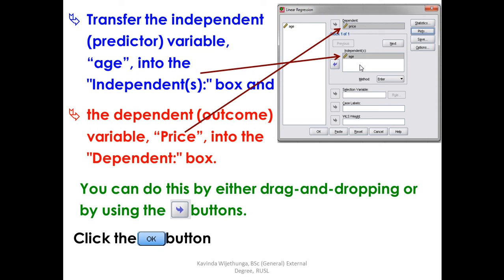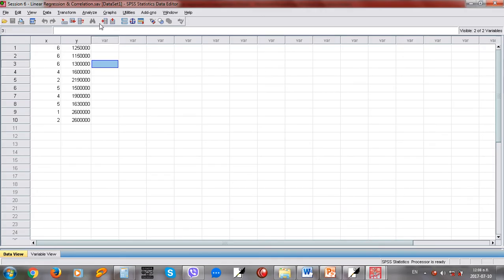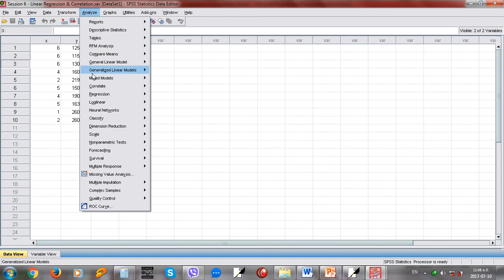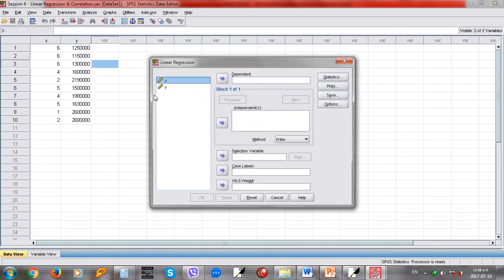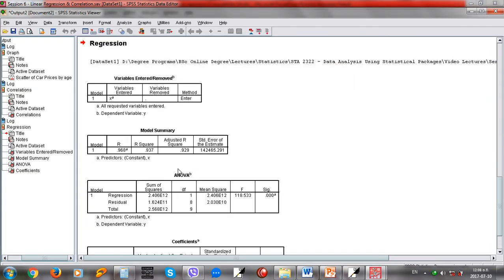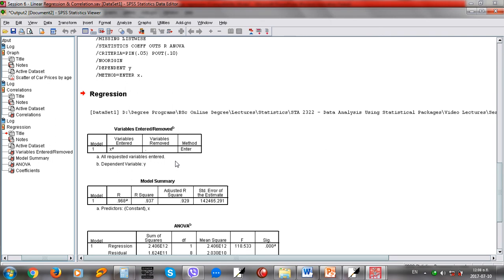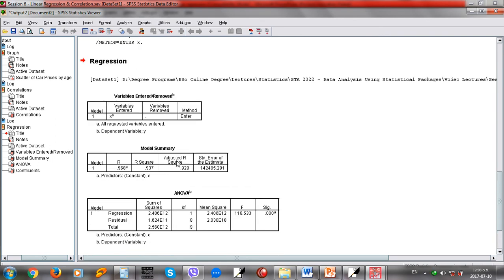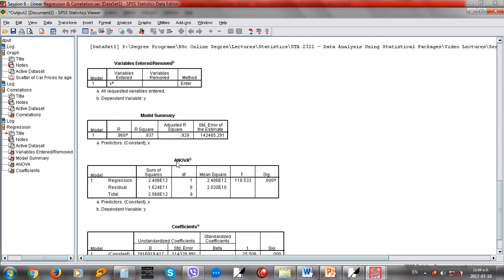This is the procedure we are going to use to do the regression analysis. Now we will follow the steps: analyze, then regression, linear. So the dependent variable is y, right? The independent variable is x, right? Then we have to click OK. So then we can see the following outputs. There are 4, right? So now we consider how to analyze those outputs.